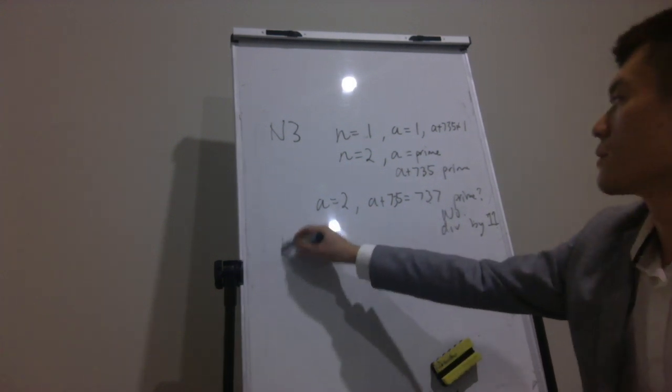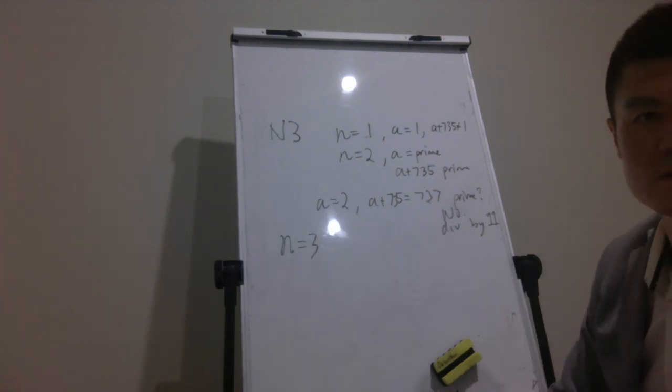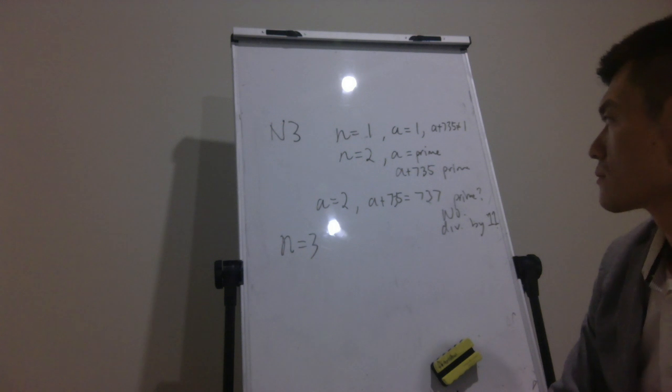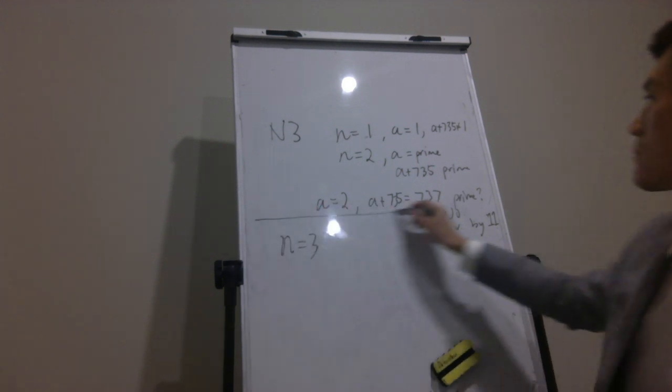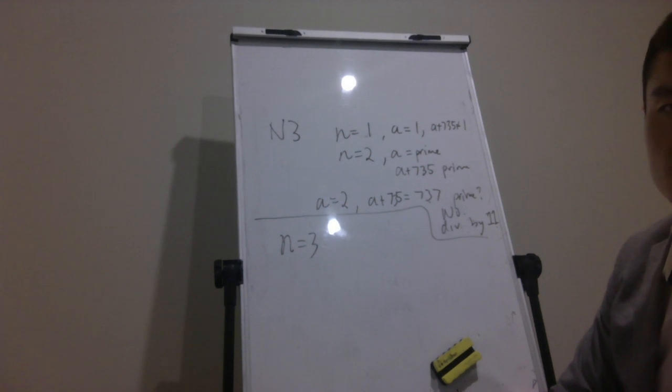So then, following this progression, what about n equals 3? What would it mean if n had to be equal to 3?